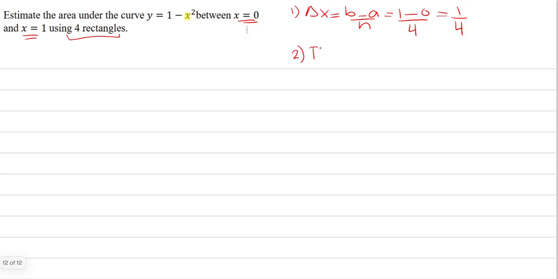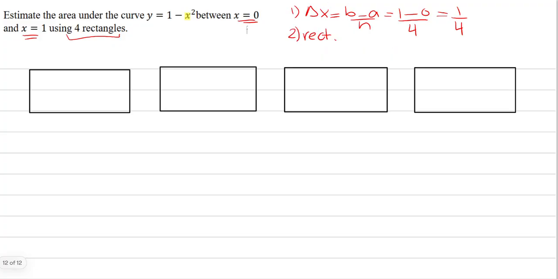My second step is going to be drawing my rectangles. So let me draw my rectangles first. Okay, now I know that my rectangles are going to start from x equals 0 and end at x equals 1. And my delta x is 1 over 4, so each one of these is 1 over 4. So I'm going to be adding 1 over 4 until I reach 1.